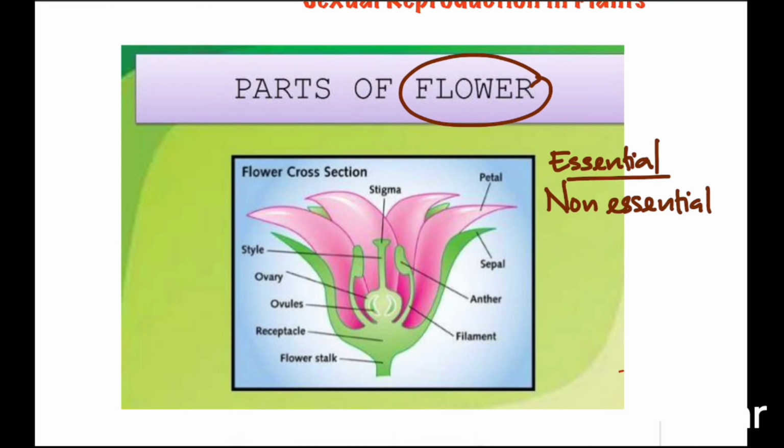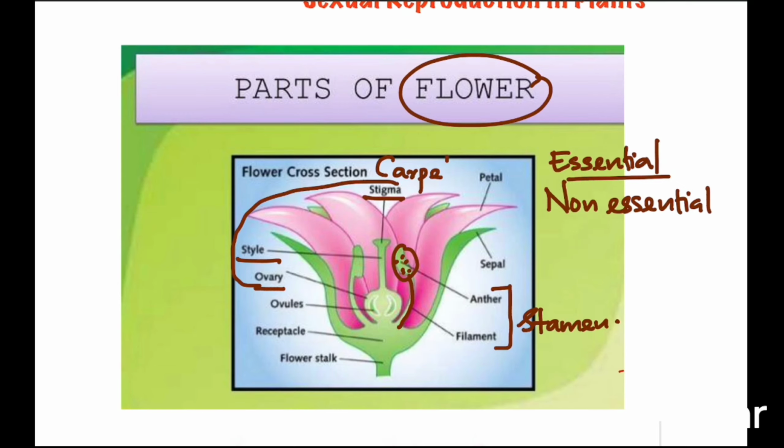The essential part includes the male reproductive organ and the female reproductive organ. The male reproductive organ is called the stamen. The stamen includes an anther, in which you can see the dotted pollen grains, and a stalk-like structure called the filament. The female part includes three parts together: stigma, style and ovary. Together these are known as the carpel or the pistil.